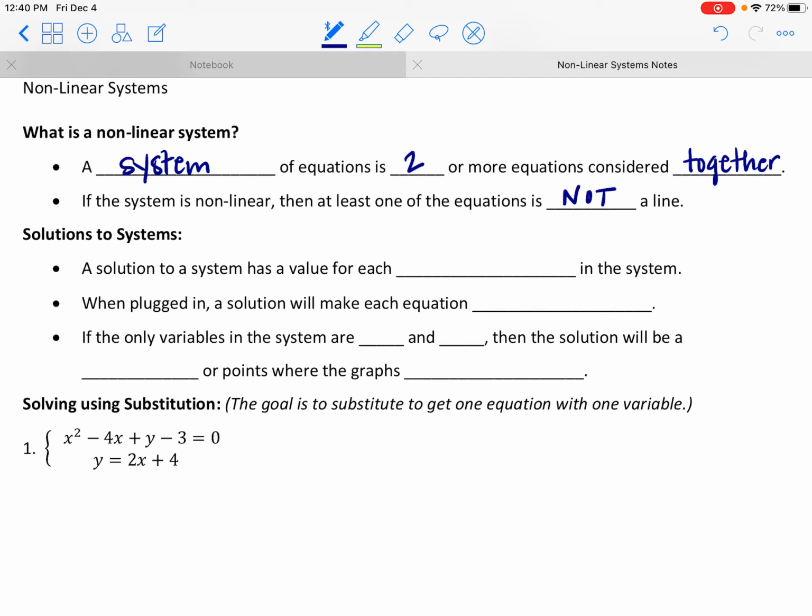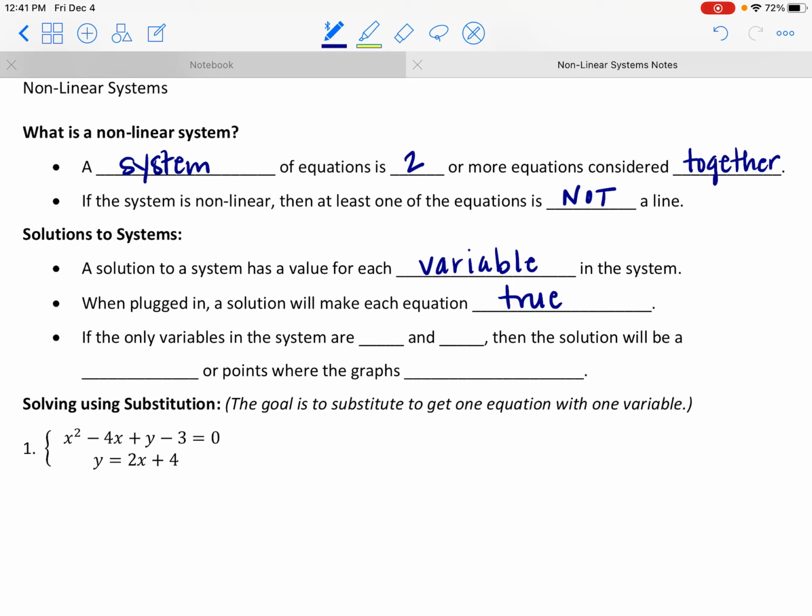Okay? A solution to a system, now just like with linear or any other system that we're looking at, is going to have a value for each of the variables in the system. So your solution will contain a value for each variable in that system, and if indeed it is the solution to the system, then when you plug it in, it should make every equation true. So plugging in each value for each variable into each equation should produce a true statement.